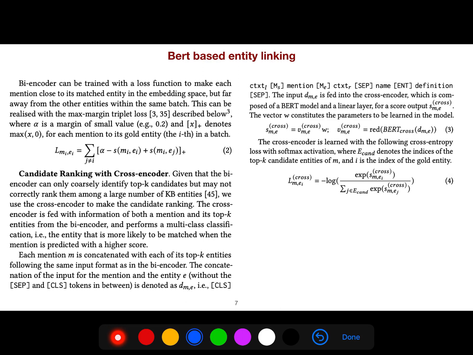So the BiEncoder can be trained with a loss function to make each mention close to its matched entity. Here, this alpha is just a margin of small value. We typically put 0.2 for that. And this one is just the maximum of that value and 0. So for each mention and its gold entity in a batch, we can have this loss for mention i and entity i.